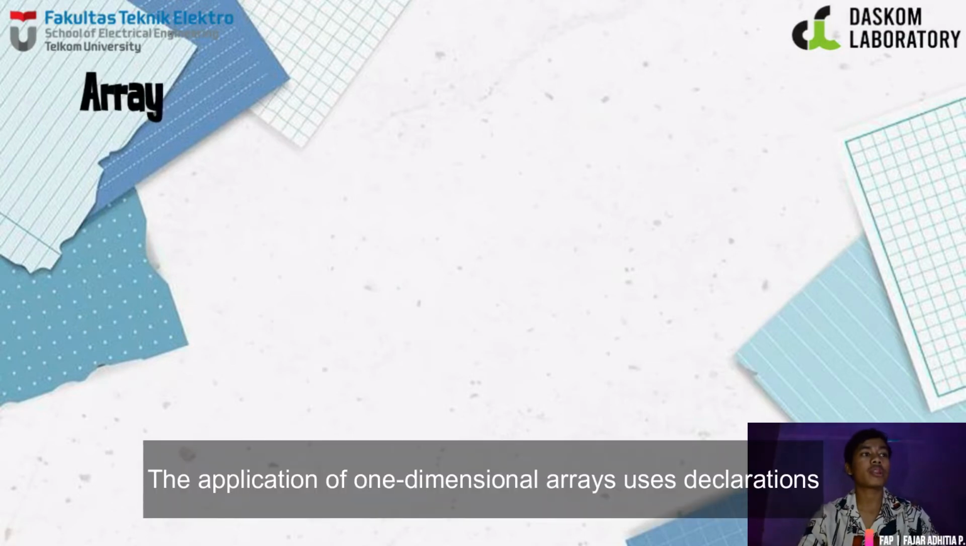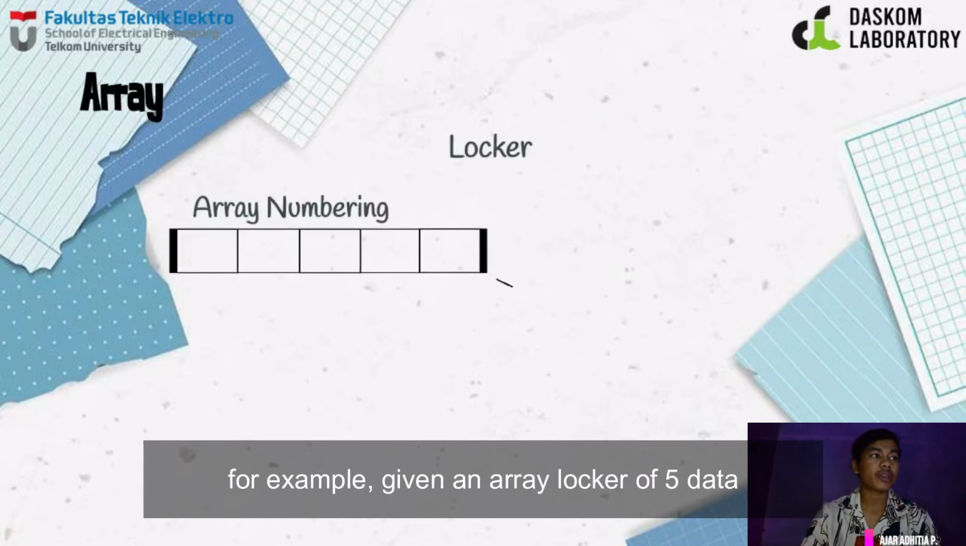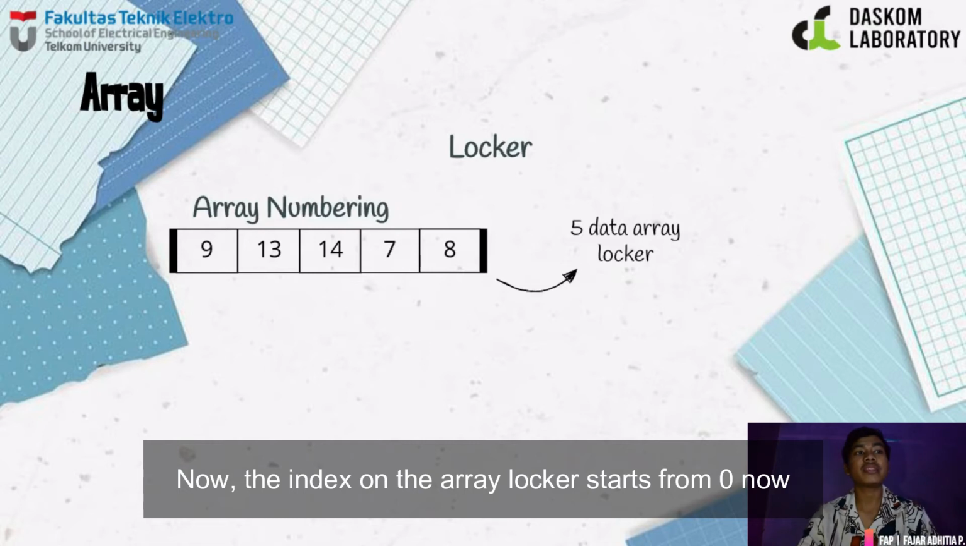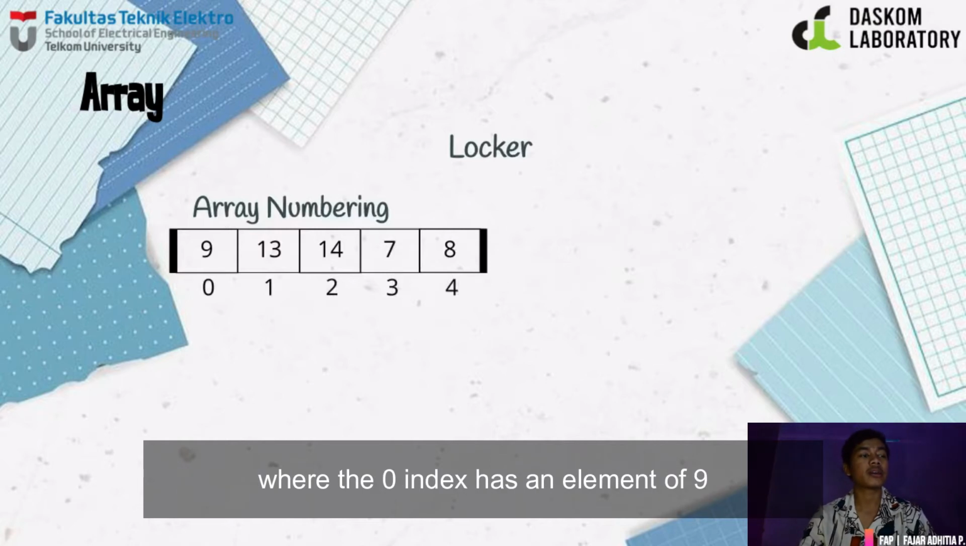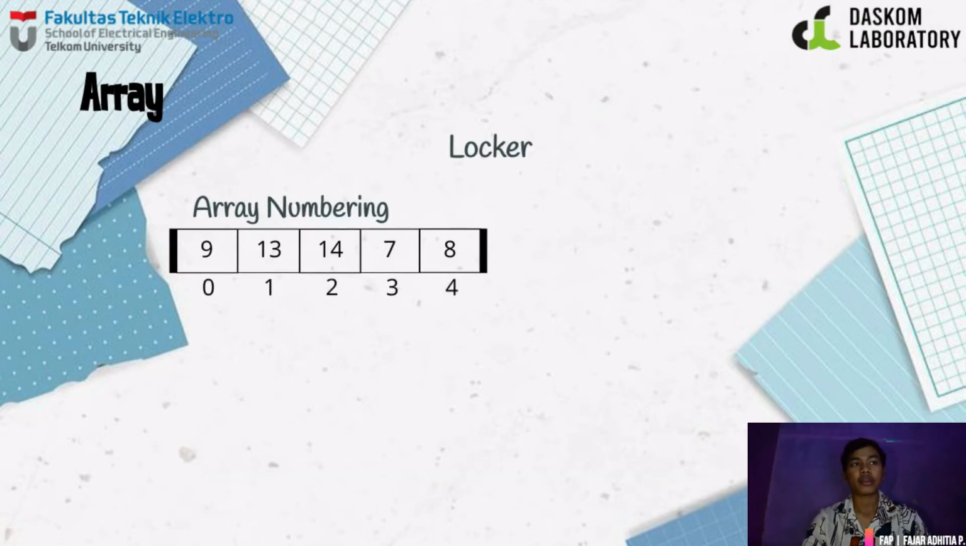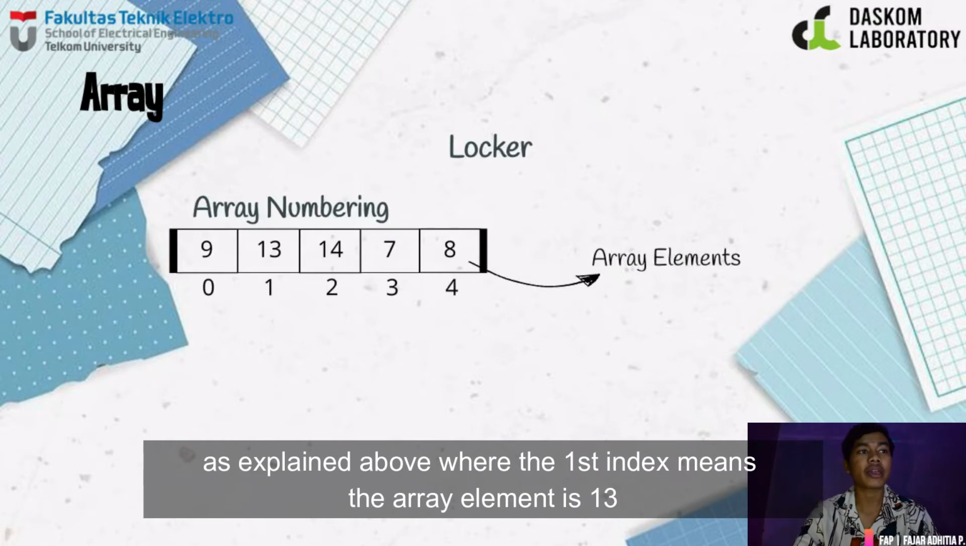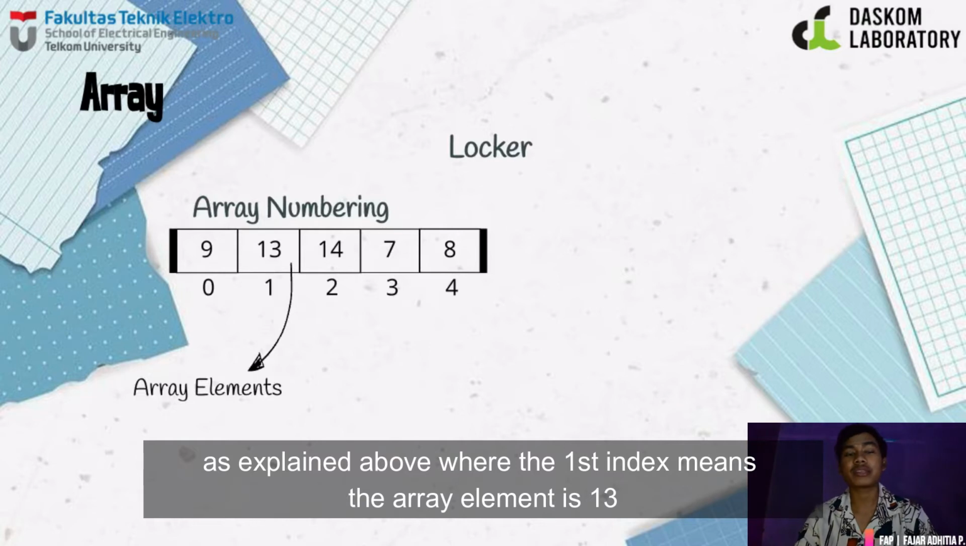The application of one-dimensional arrays uses declarations. For example, given an array locker of 5 data with the values 9, 13, 14, 7, and 8, the index on the array locker starts from 0, where the 0th index has an element of 9. The content of each locker we call an array element, as explained above, where the first index means the array element is 13.